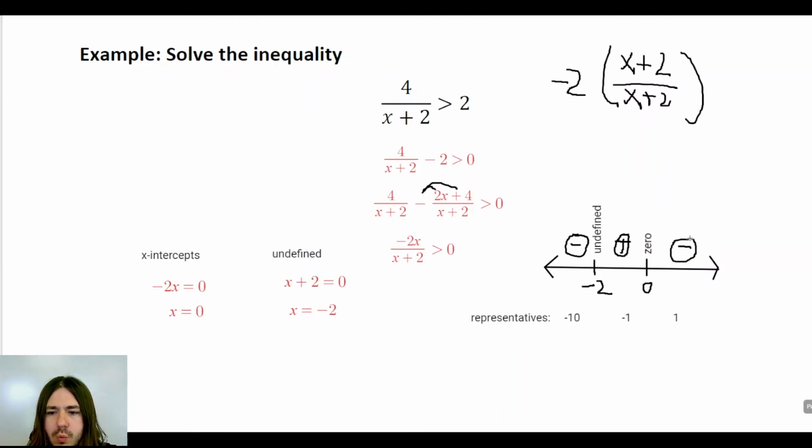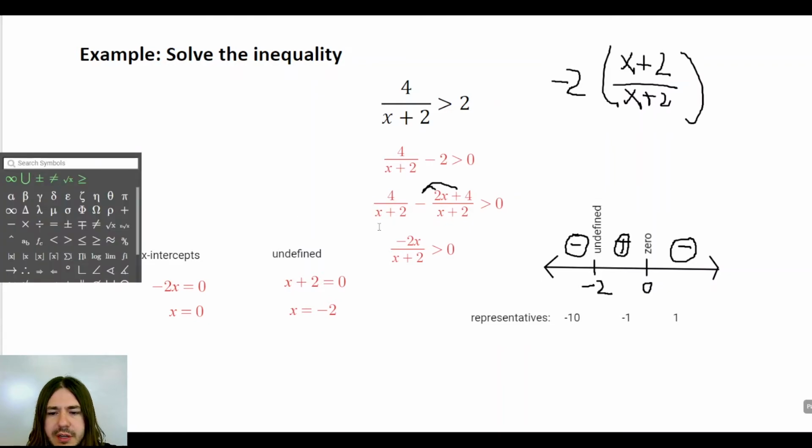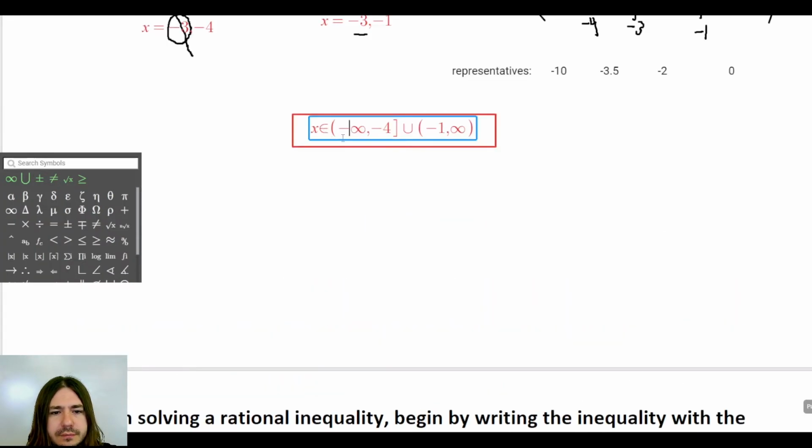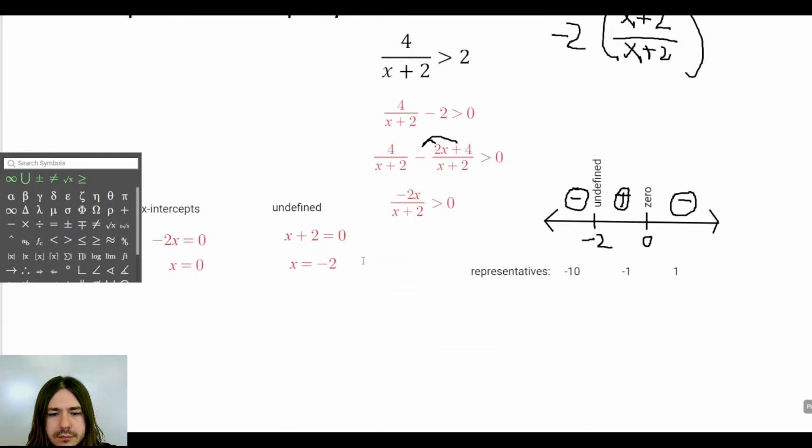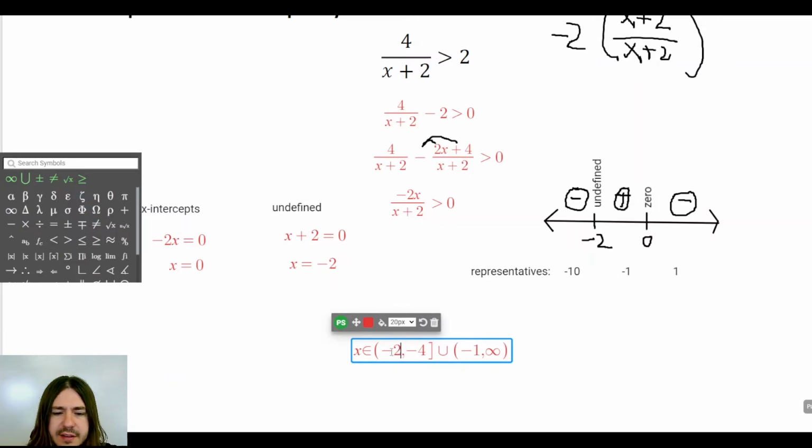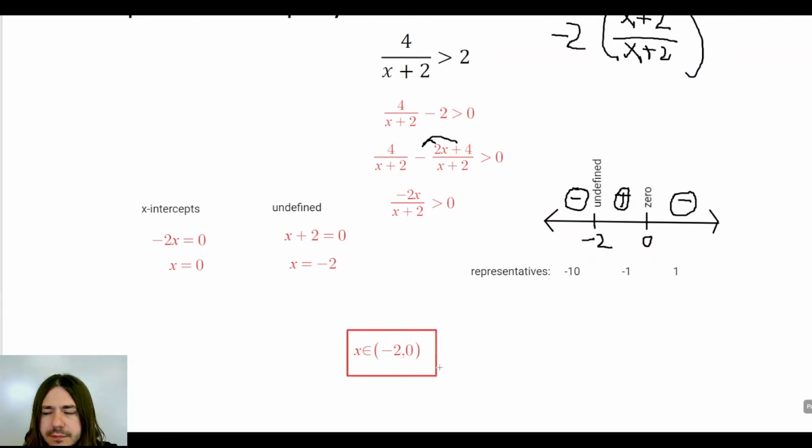Now I'm looking for where the function is strictly greater than 0 here. So my solution set is going to be in between -2 and 0. So I'm going to say x is an element of the set. It's just some value in between -2 and 0. Both of those will be exclusive, so we use the parentheses. And there's our solution set. Okay, let's move on to the next one.